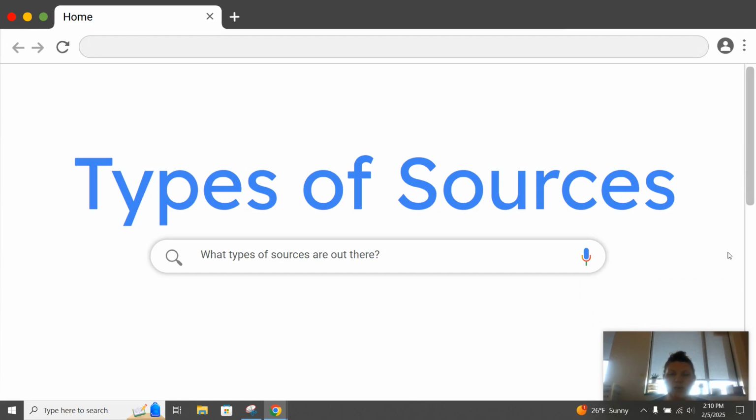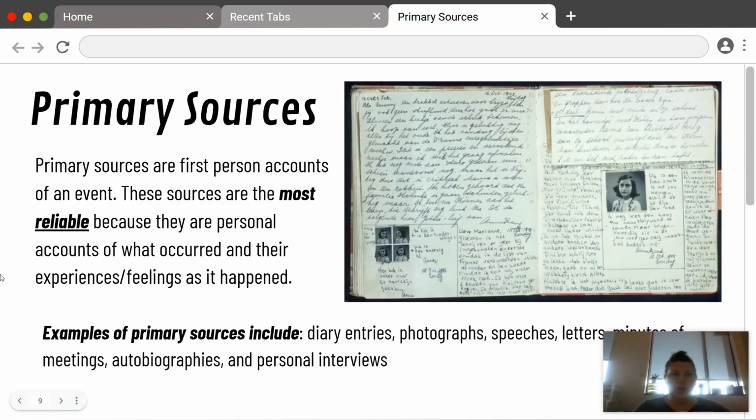Lastly, let's talk about types of sources. This is something that is not new to you probably, but we have primary sources and secondary sources, and primary means first. So this is a first-hand account. These are the most reliable because this is someone who experienced that event or has experience with that topic. An example would be Anne Frank's diary. So this is a picture of her diary that makes it a primary source.